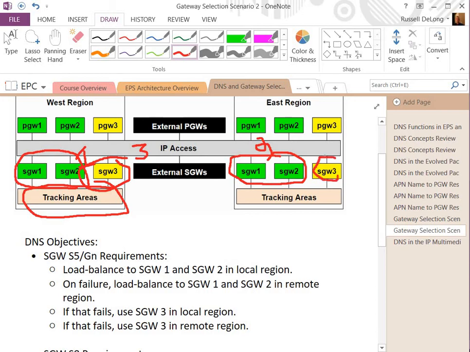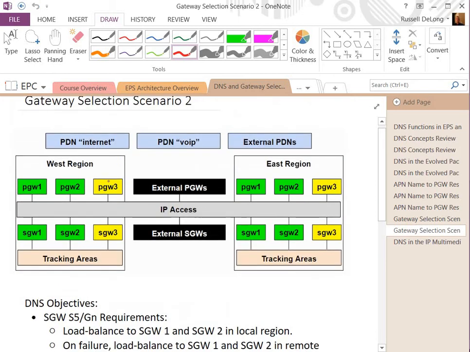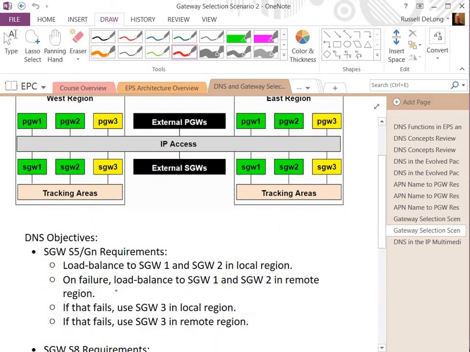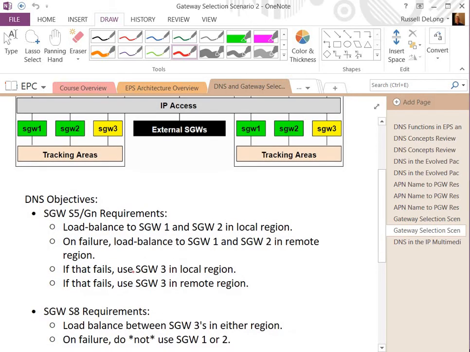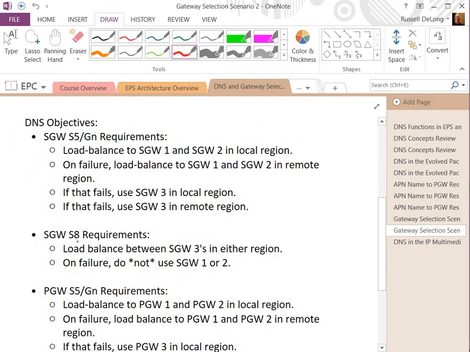And then option 4 is going to be to use the yellow S gateway in the opposite side of the network. So prefer the greens. Prefer your closest greens, then prefer the far away greens, then prefer your closest yellows, then prefer the far away yellows. That's what I'm trying to achieve for the S gateway. Now for roaming on the S gateways, I want to load balance between the 2 S gateways, which are yellow, regardless of region.